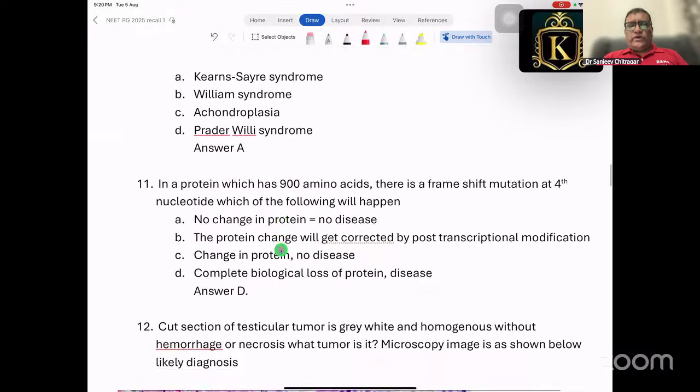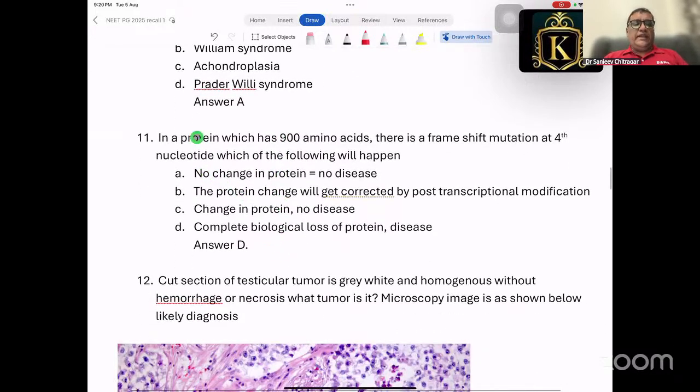Next, there was one question. This is incompletely recalled. A patient has a protein of 900 amino acids, and there is a frameshift mutation at the fourth nucleotide. Which of the following will happen? The moment there is a frameshift, the original protein will not be produced and a new abnormal protein will be produced. We know that, isn't it?